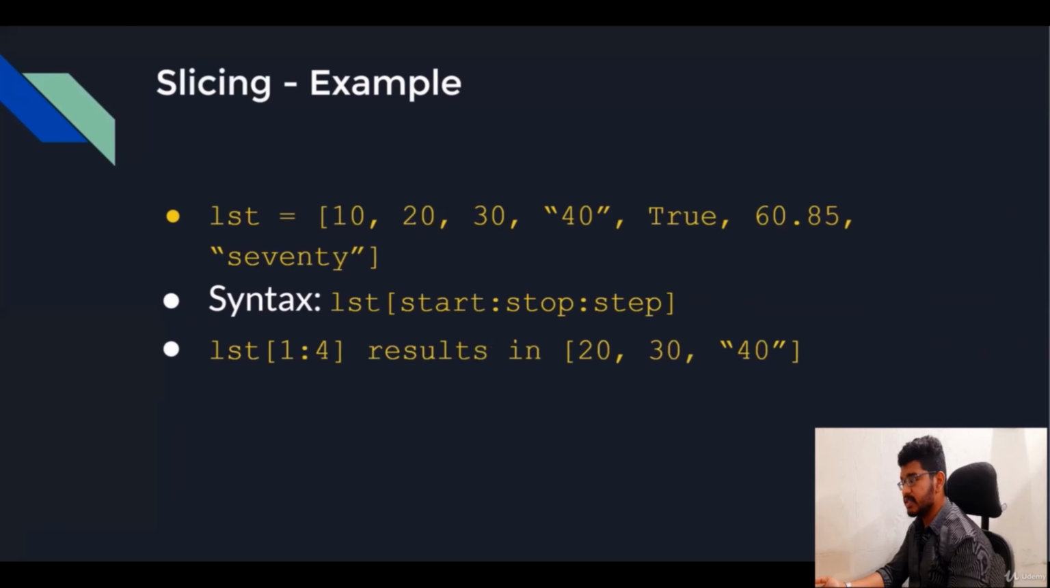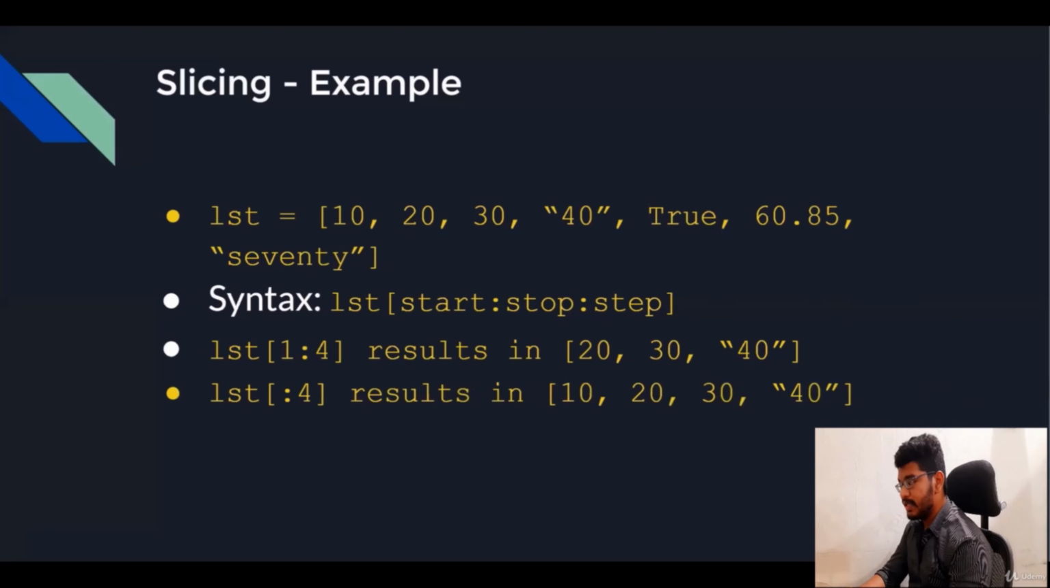First we'll give only start and stop. We give 1 to 4. That means it will result in 20, 30, 40. It will start from the first element, that means 0, 1, that is 20, and it will print up to the fourth element. It won't print the fourth element itself. You count 0, 1, 2, 3, and 4, that's true, but that value won't be printed. It will only print up to 40. This is how we can give only start and stop.